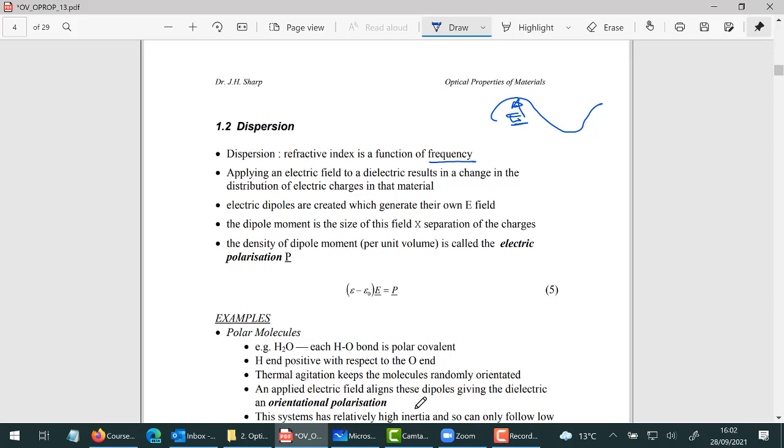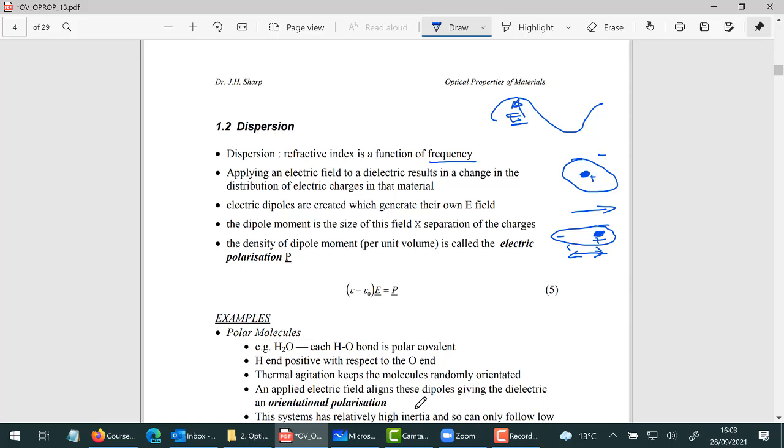So if we imagine the simplest case of just an atom where we've got a positive nucleus and a negative electron cloud, if we then apply an electric field, then what will happen is that the electron cloud will get distorted by that electric field. So what we then create is an electric dipole, because we have a plus and a minus end to that little distribution there, and that gives us an electric dipole.